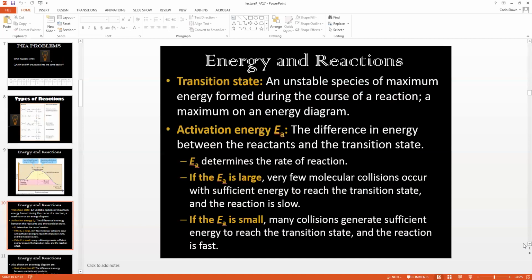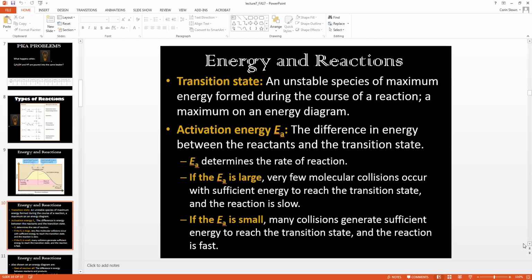When we think about a transition state, it's important that we define this clearly. It's an unstable species that represents the maximum energy that's formed during the course of a reaction. It's the maximum of the curve on an energy diagram. When we talk about our activation energy, we're talking about the difference in the energy between the reactants and the transition state. This is what determines the rate of the reaction.